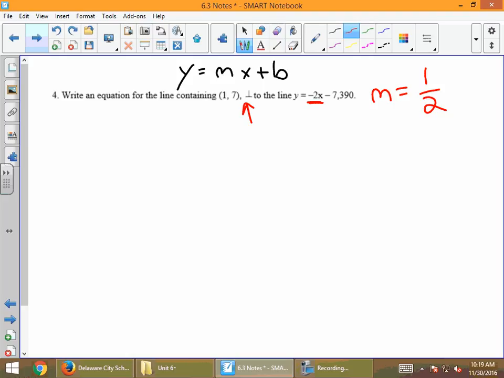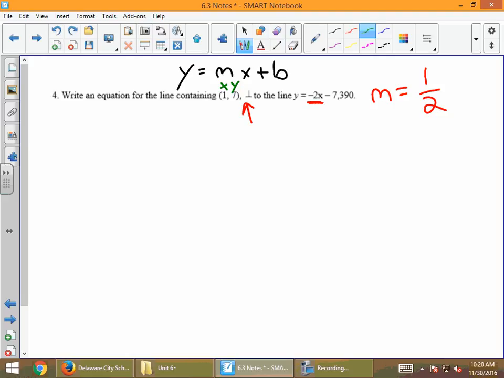Alexi was already hinting at this because this is what we did yesterday. We have our slope, but now we need to find the equation. We're given a point, so we are going to use the x and the y and plug it into our y equals mx plus b formula, because we need to find that b. Some people ask, what's with that 7,390? Nothing, it just throws you off, you don't need it. That's the equation of that line. We're just trying to find a different line. So we're going to take our m, take these points, and plug them into that formula up there.